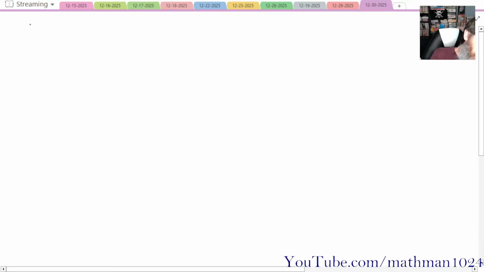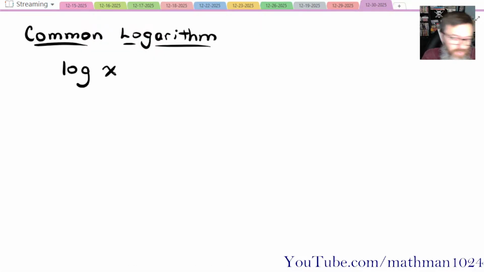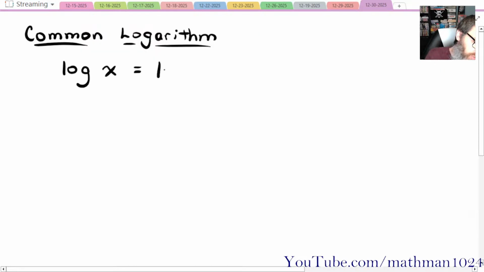All right, so we have something called the common log, or the common logarithm. And the common logarithm is just this expression. We'll just say log of x. If you see log and there's not a base that is explicitly written, this is understood to be log base 10 of x.